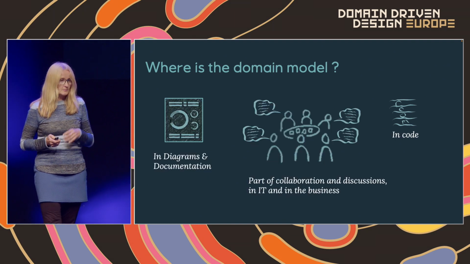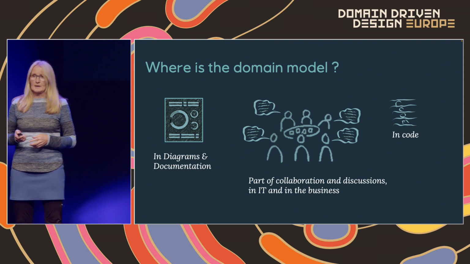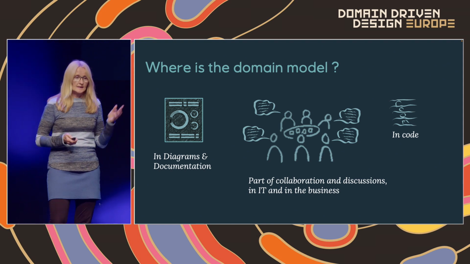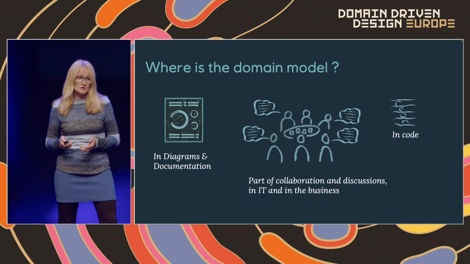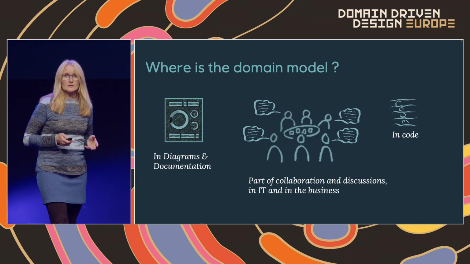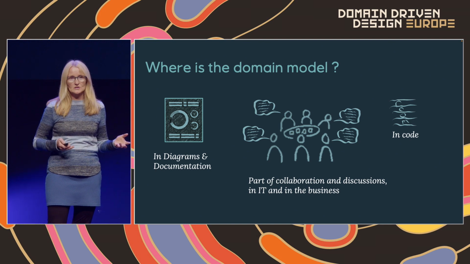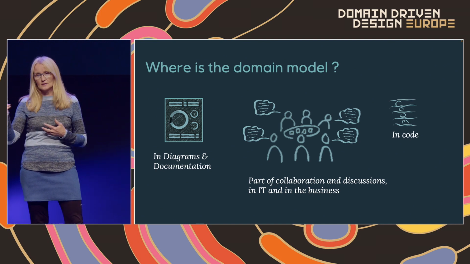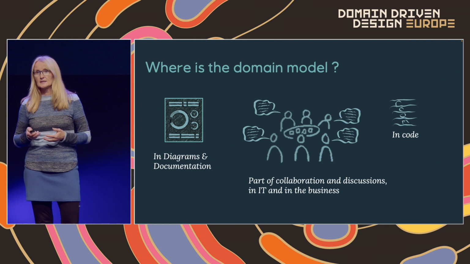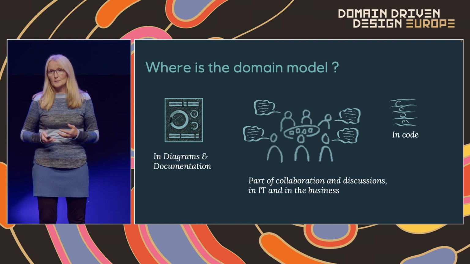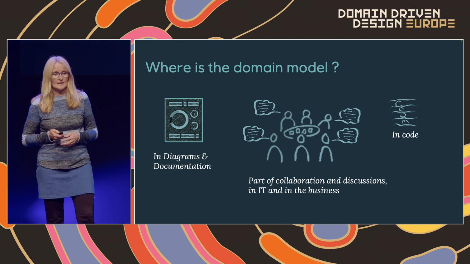So that's what a domain model is. But where is the domain model? I already said it. It's in code, but it also should be in the documentation. And more importantly, you should try to use it actively when you discuss internally in your team, and when you discuss with the business. Because that is a way to see when you have weak spots and when you have misunderstandings in your model.